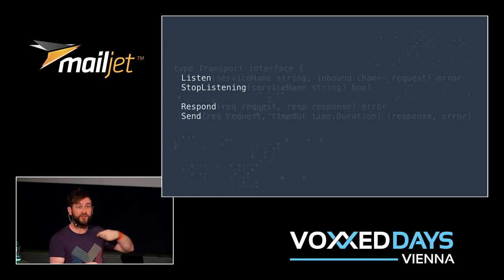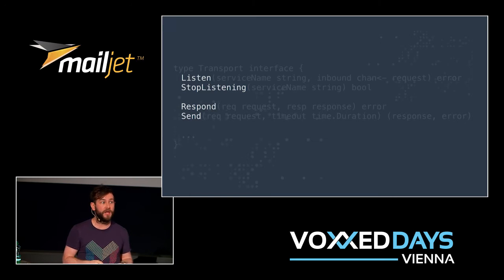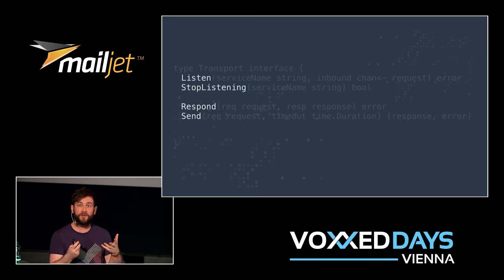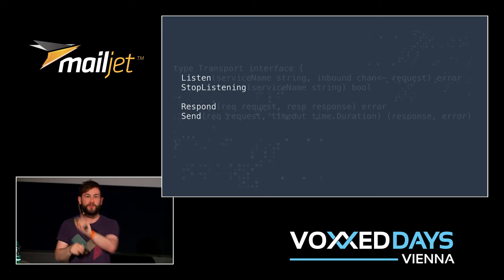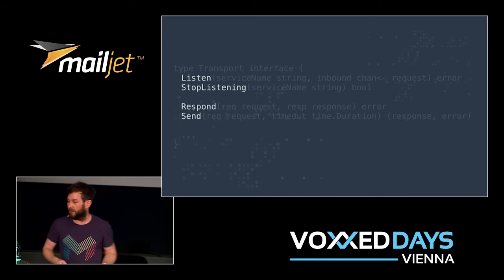We need to be able to send new requests if we're requesting another service, and also respond to our inbound ones. And because, again, this can be any type that satisfies this interface, when we're testing, we can just switch this out for essentially a map that is wrapped in this type, where we would put a request in, and our response would be to take it back out of the map.